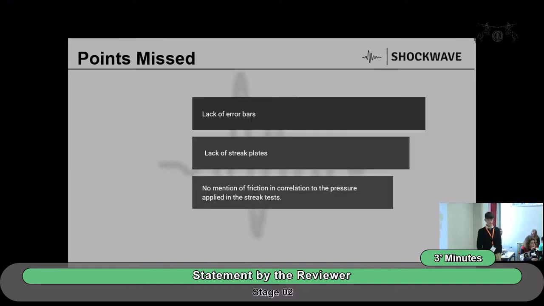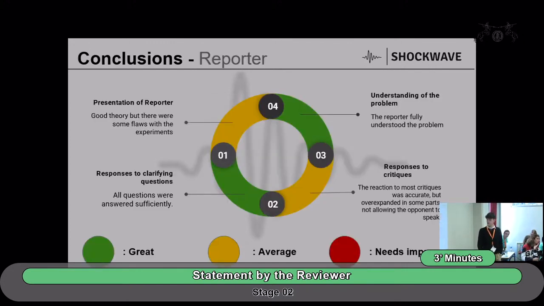About the points missed, though, there was a lack of error bars, lack of streak plates, as only one streak plate was used, the black sandpaper, and there was no mention of friction in correlation to the pressure applied in the streak tests. For the conclusions, the presentation of the reporter was average, as well as the response to the critiques. The understanding of the problem and the response to clarifying questions were great, in our opinion.